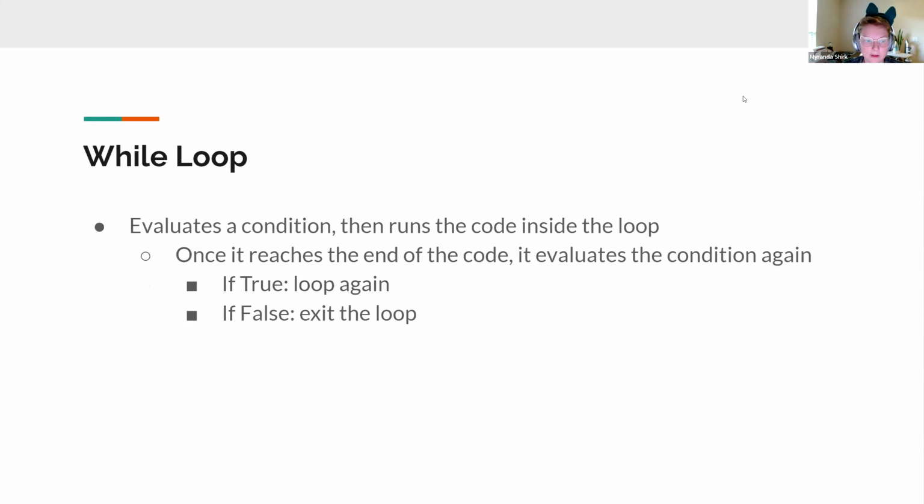Okay, so while loops. While loops evaluate a condition and then run the code inside that loop. Once it reaches the end of the code, it evaluates the condition again. If true, run the code. If false, exit the loop. It's kind of like an if statement, but instead of doing the code just one time, it does it again and again, and keeps evaluating until it breaks out of that loop by the condition being false.